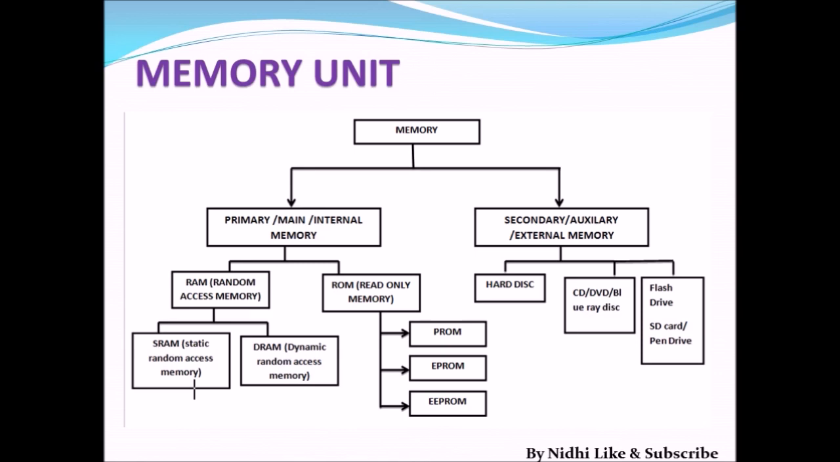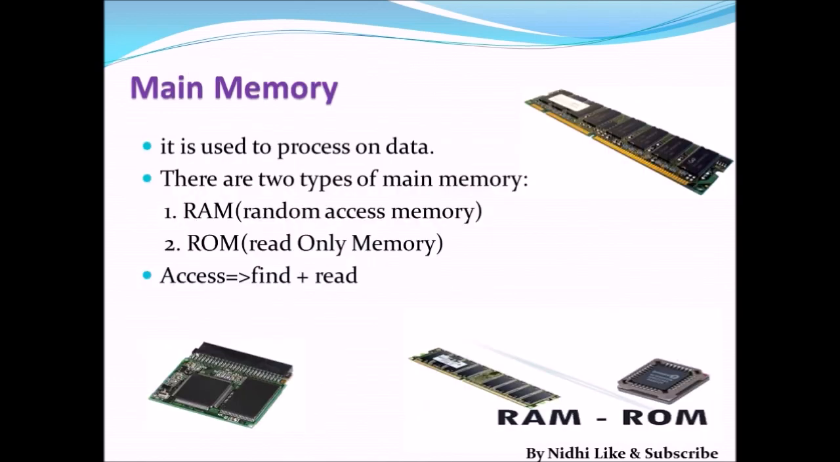Main memory. Main memory means it is the primary memory, or it is also known as internal memory. It is used to process on data. It is also a measure of CPU or computer. Okay, there are 2 types of main memory: random access memory or read-only memory.